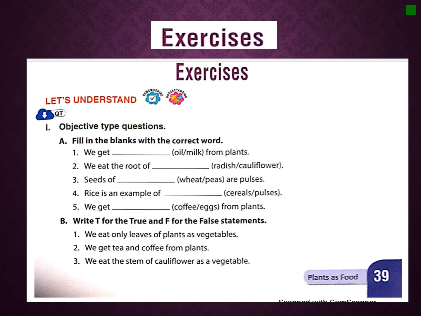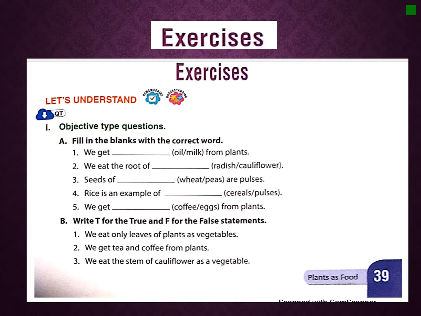So let's see if we can remember what we learned. Fill in the blanks with the correct word. 1. We get oil or milk from plants. 2. We eat the root of radish or cauliflower. 3. Seeds of wheat or peas are pulses. 4. Rice is an example of cereals or pulses. 5. We get coffee or eggs from plants.